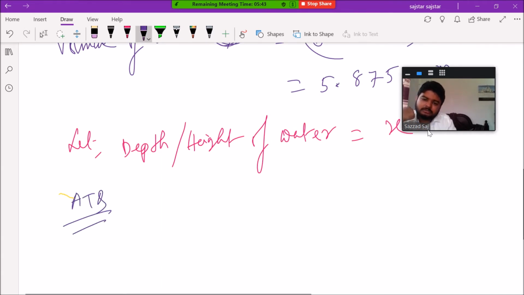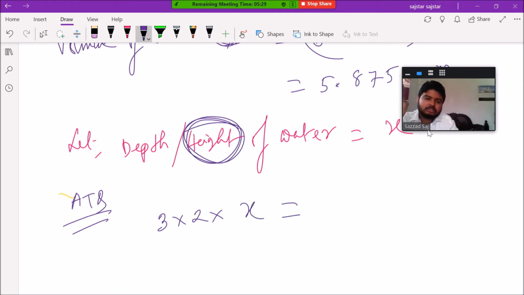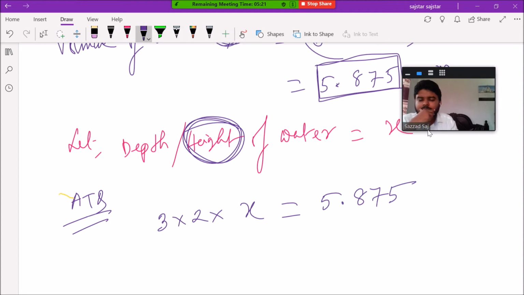The final part. Now write down, according to the question, length into breadth into height equals the volume of water. Look, the volume of water is 5.875. This is the important line according to the question. You have to understand this line.